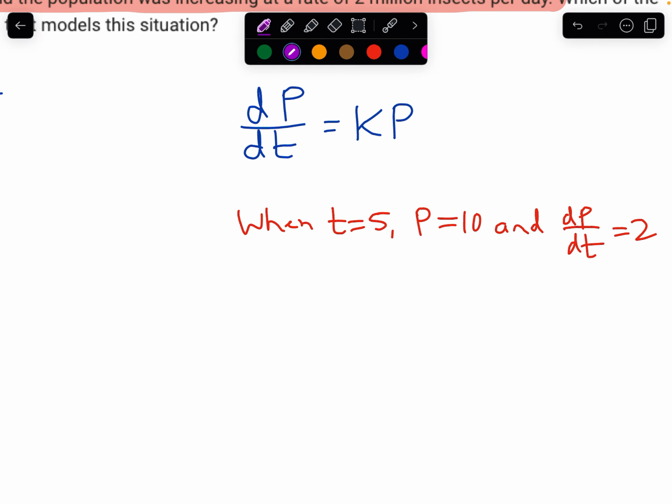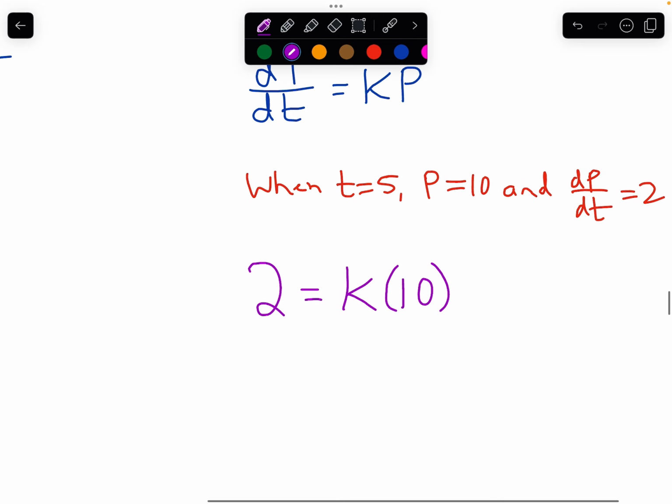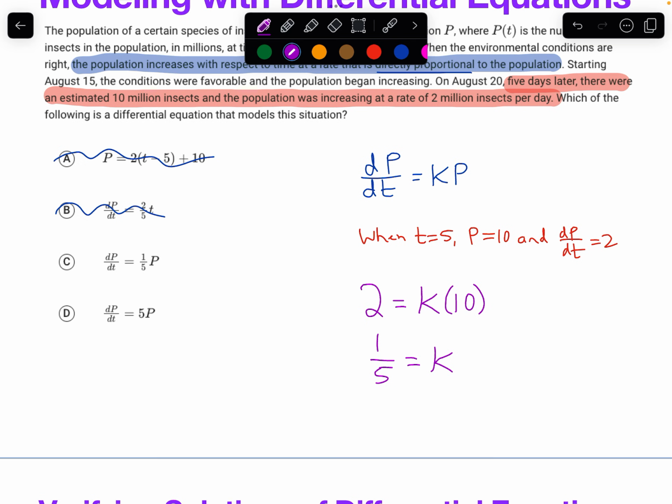Taking the blue equation, let's plug in what we know here. At this instant in time when t equals 5, the rate of change of the population is 2, and the population itself is 10 million. And we can divide by 10 here in order to solve for k, 2 divided by 10 being 1/5. Choice C is the correct differential equation that models this situation.